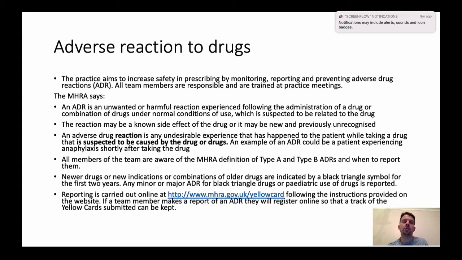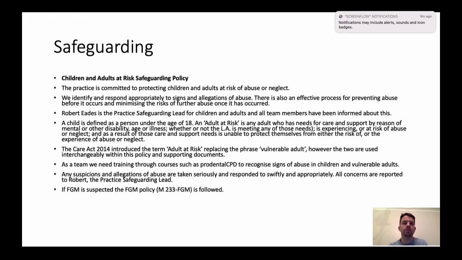Adverse reactions to drugs. There is a whole protocol in place for monitoring an adverse reaction to drugs and reporting of those to the appropriate bodies, and that's using something called a yellow card. Now, safeguarding.